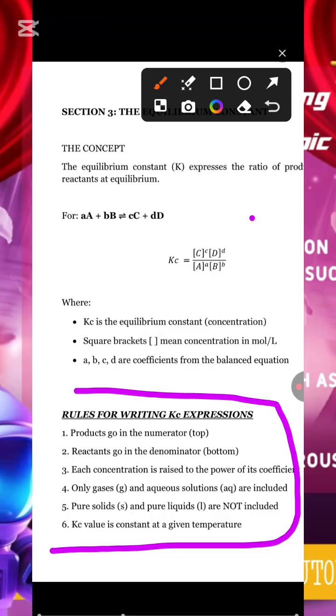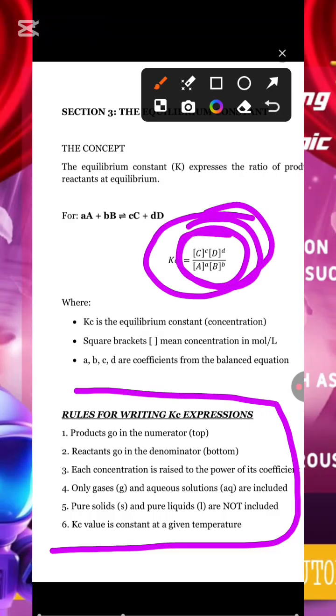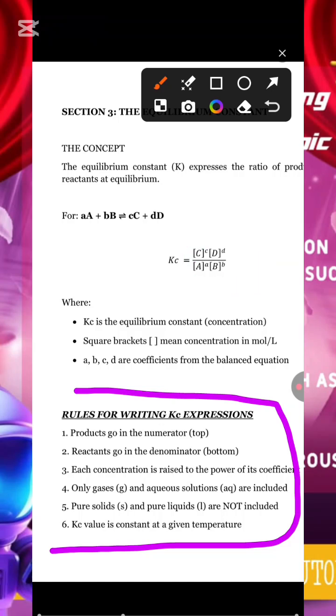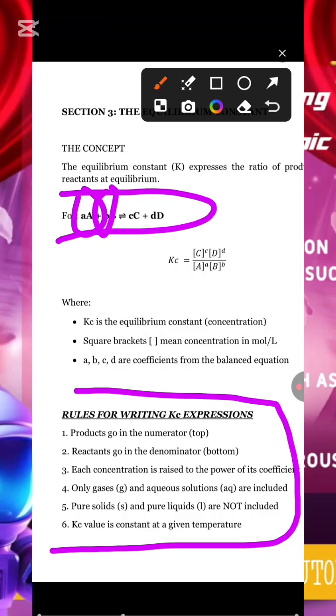That means in this particular equation, you are not permitted to introduce a solid or a liquid into this equation. The only things that must enter this equation are gases or aqueous solutions. So take for instance, if I see this reaction and I see that, let's say A is a gas, B is a gas, let's say C is a gas, and then D is a solid, I will eliminate D and only work with A, B, and C.